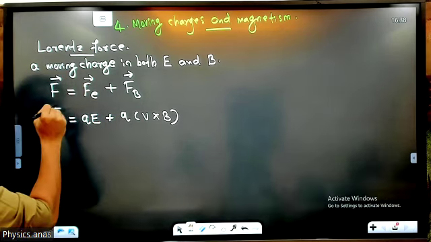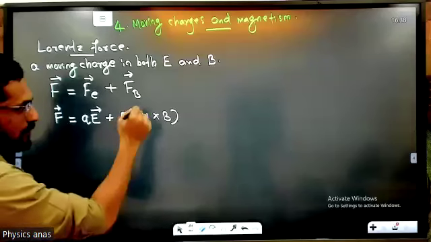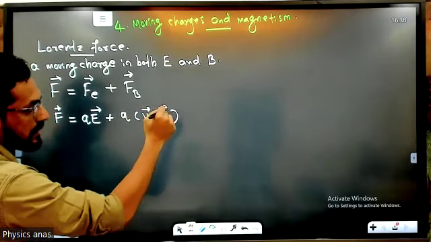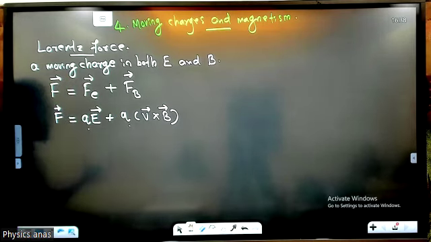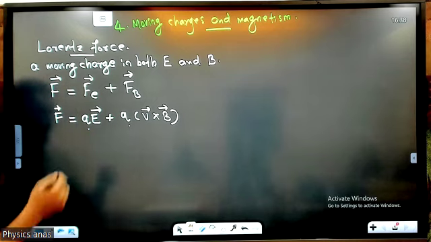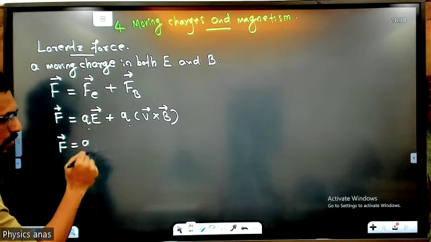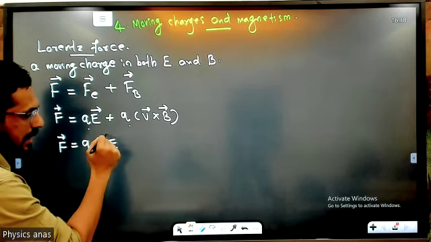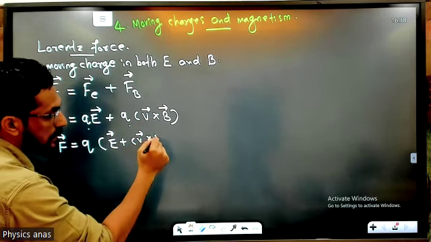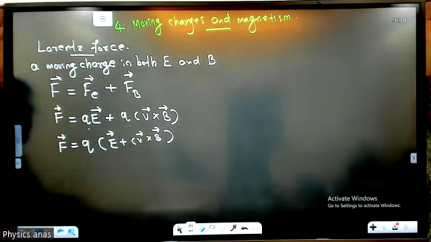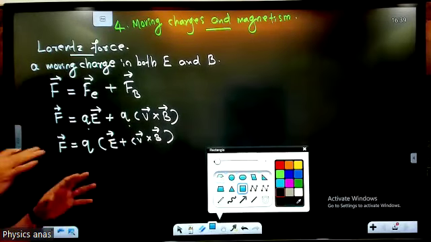If you are writing it as vectors, how will this equation be? Electric field is a vector, velocity is a vector, magnetic field is a vector. This will be the equation. And Q is a common term, so you can take out Q. Then F is equal to Q into, inside the bracket, E plus V cross B. Don't write it now.